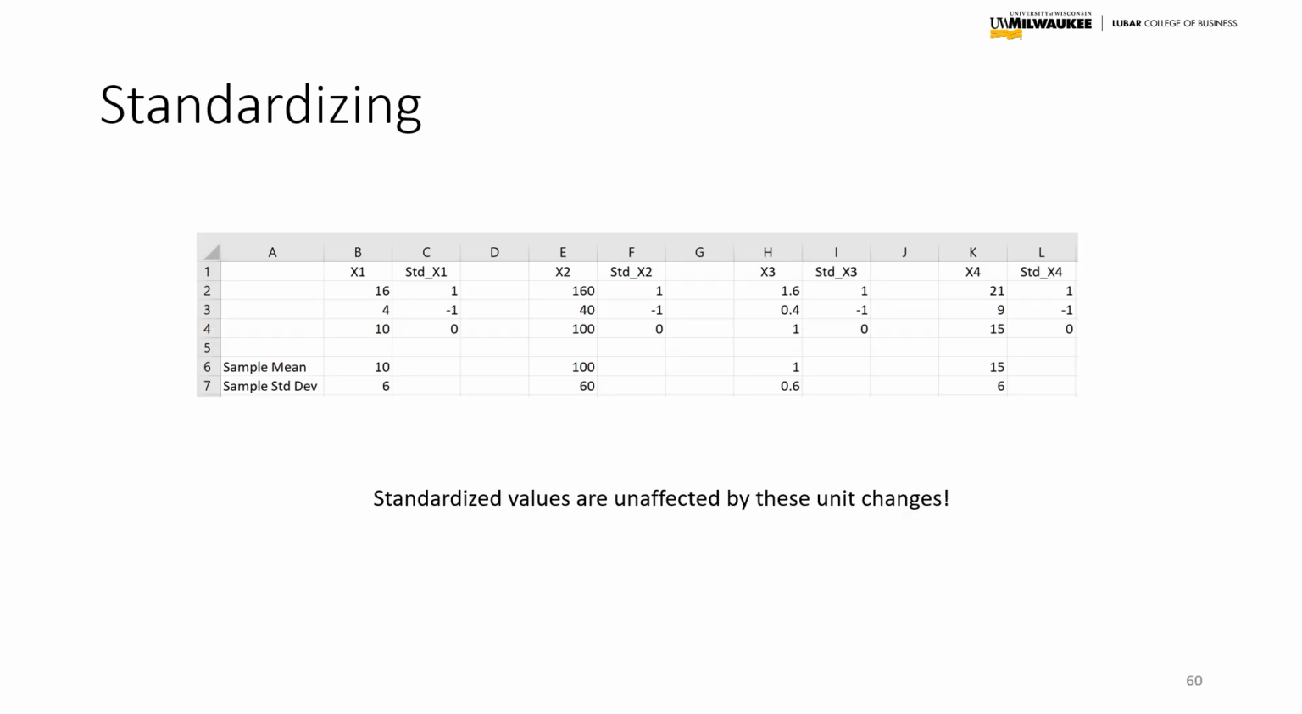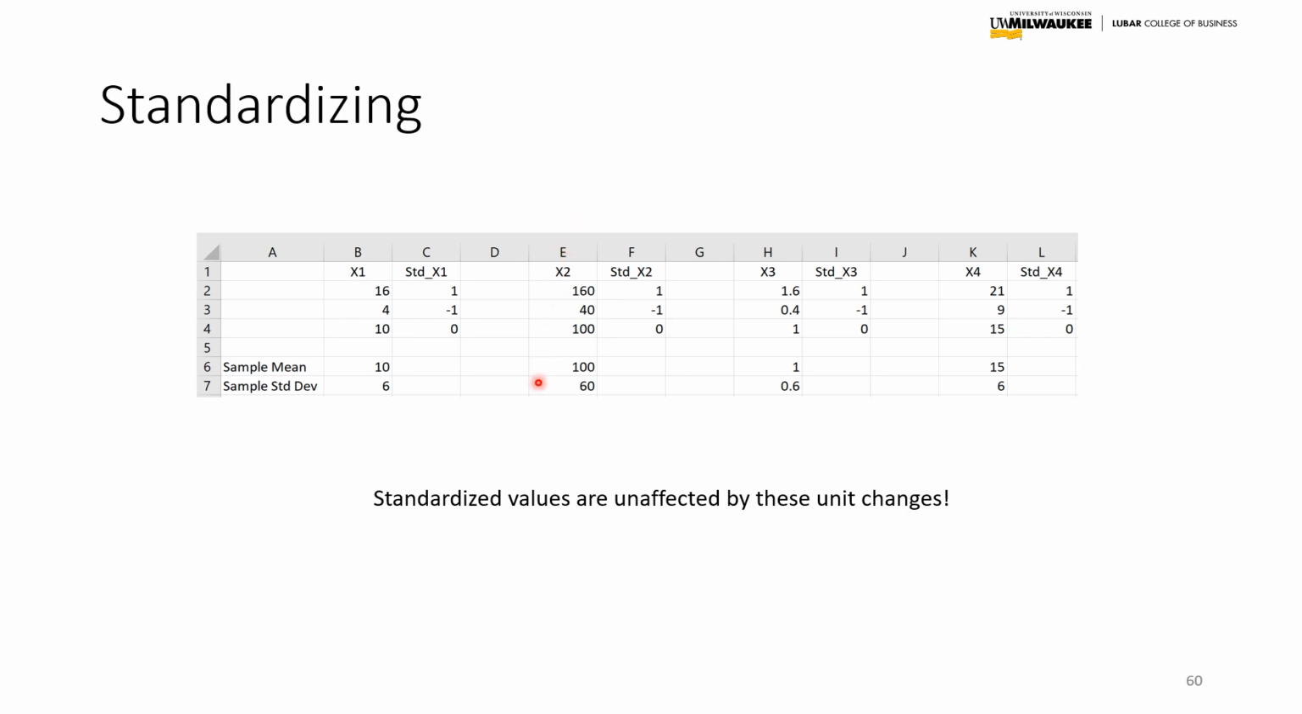Why do we standardize? Well, let's consider the following situation. Suppose I have a variable x1 that has the values 16, 4, and 10. The sample mean would be 10. The sample standard deviation would be 6. If I standardize by taking each observation minus the mean dividing by the standard deviation, I get standardized values of 1, -1, and 0. Now let's say I change the units on x1 by multiplying all the observations by 10.